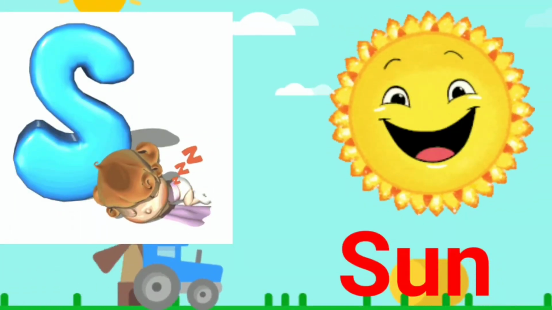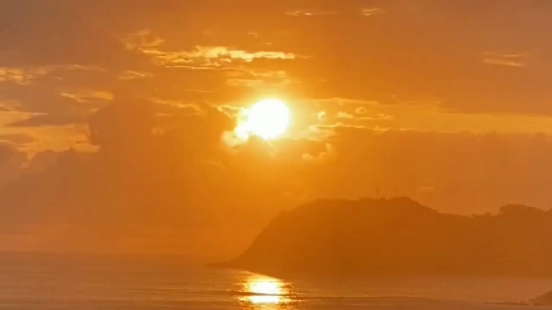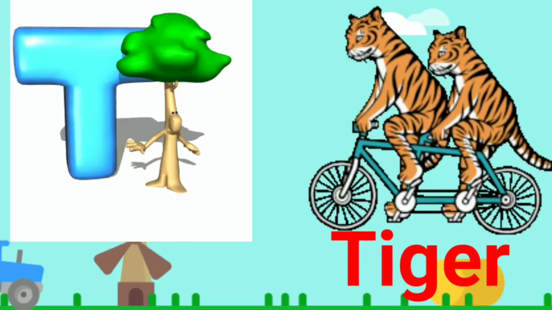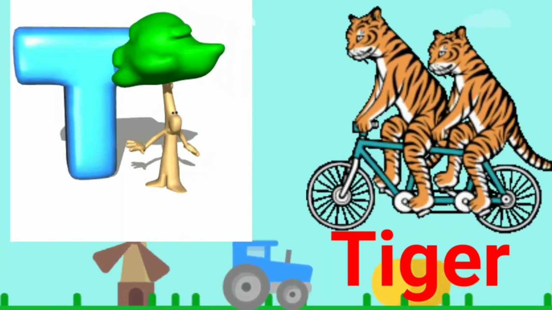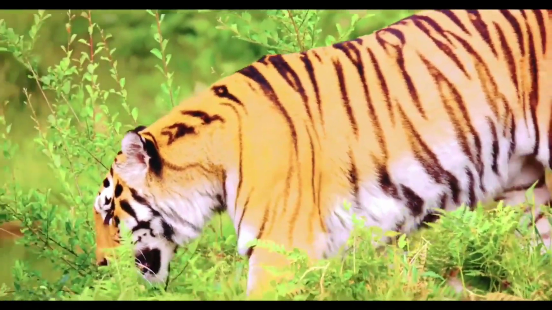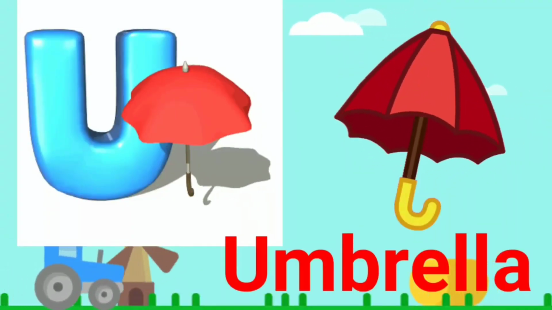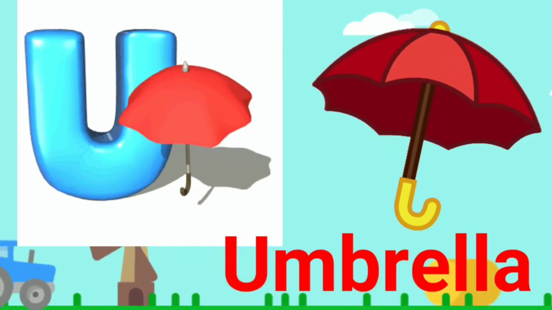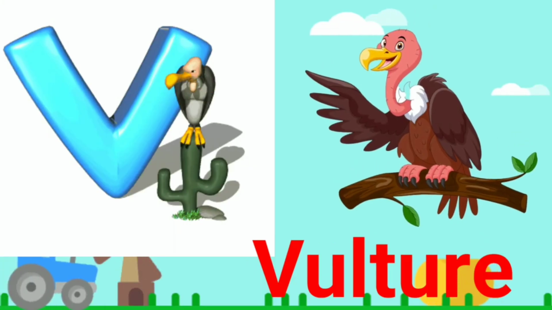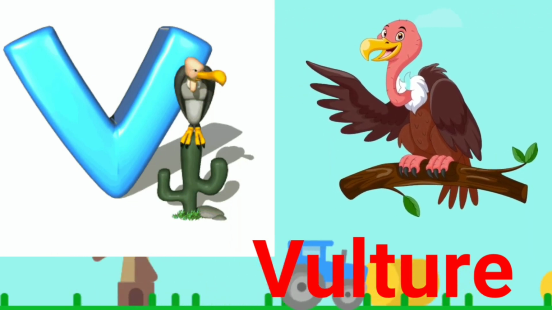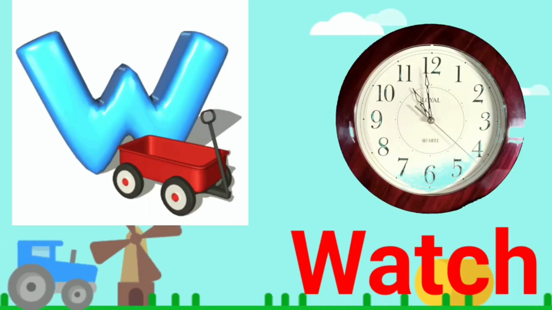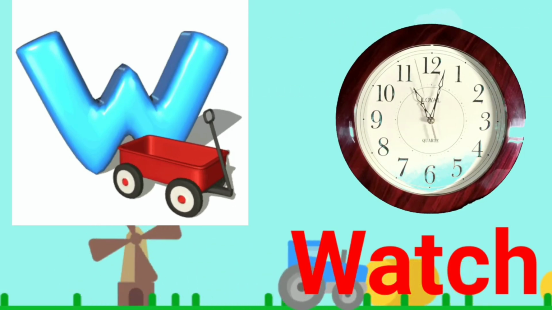S for sun. T for tiger. U for umbrella. V for vulture. W for watch.